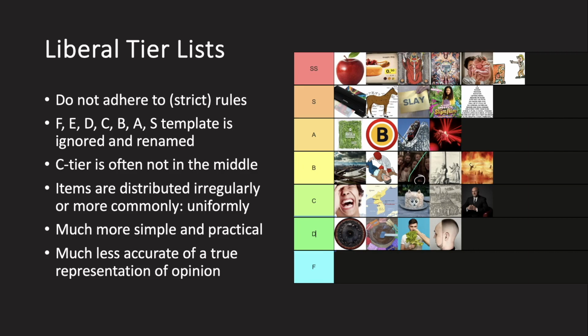Now, liberal tier lists are much more simple, much more practical. You can just go off with them, create a tier if you need it, delete one if you don't, and you really do not have to give a shit about resembling reality. But in doing that, they are much less accurate of a true representation of opinion. Because as a purist would argue, there is no way you'd find as many movies a 10 out of 10 as you'd find movies a 9 out of 10 as you'd find movies an 8 out of 10. According to a purist, of course, you'd find way fewer movies a 10 than a 6.